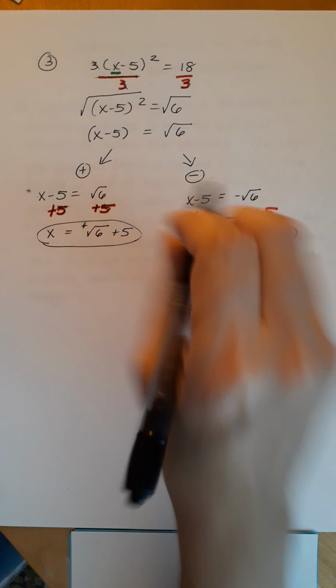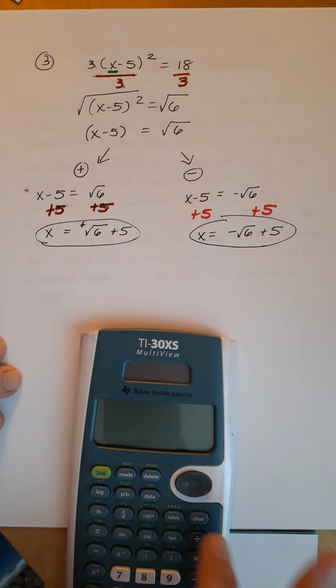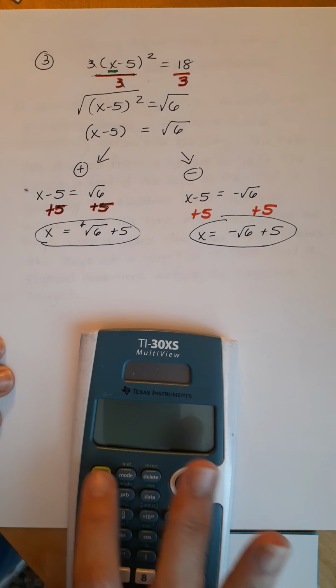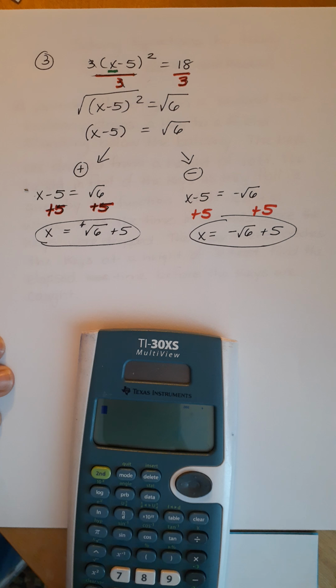Now you can find the decimal of the square root of 6. We could find that if we wanted to. Let's turn this on. Oh, if only I could figure this out. On. Okay, there it is.